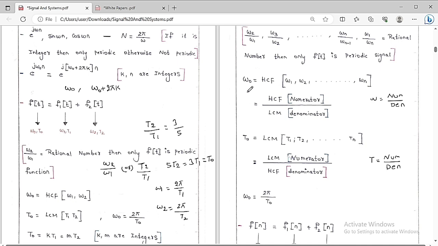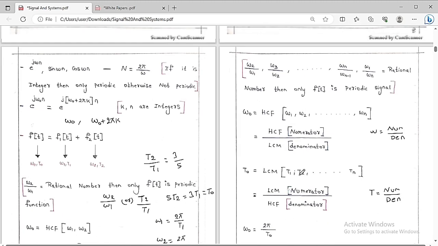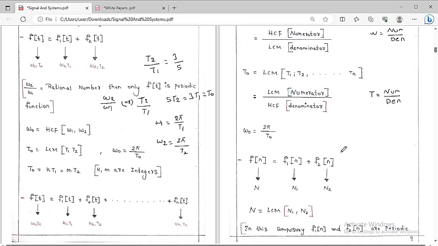So we can say omega naught is the HCF of omega 1, omega 2 up to omega n, where each omega is written as numerator by denominator: HCF of all the numerators by the LCM of all the denominators. And T0 is the LCM of all the time periods, which is the LCM of numerators by the HCF of denominators. This part you always have to keep in mind. Where there is HCF, do the reverse, LCM; where there is LCM, do the reverse, HCF. And omega 1 is equal to 2 pi by T1, omega 2 is 2 pi by T2, and up to omega n is 2 pi by Tn. These things you always have to keep in your mind.